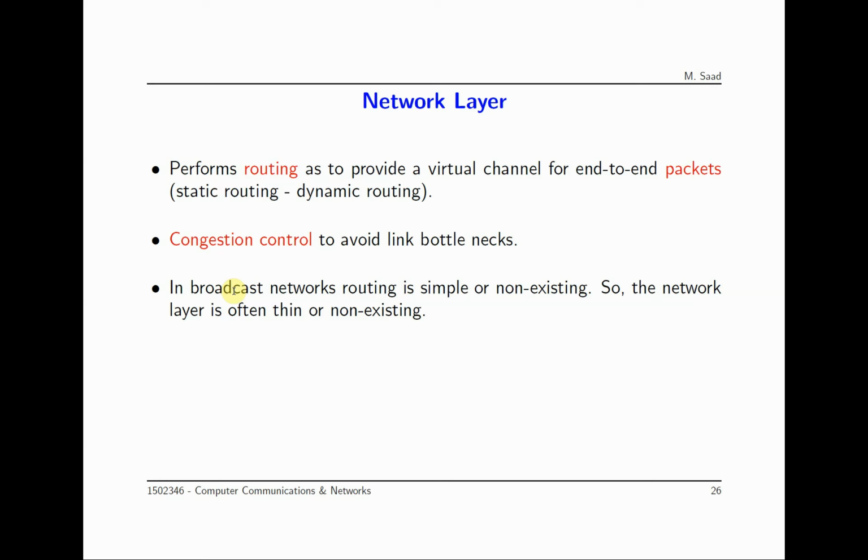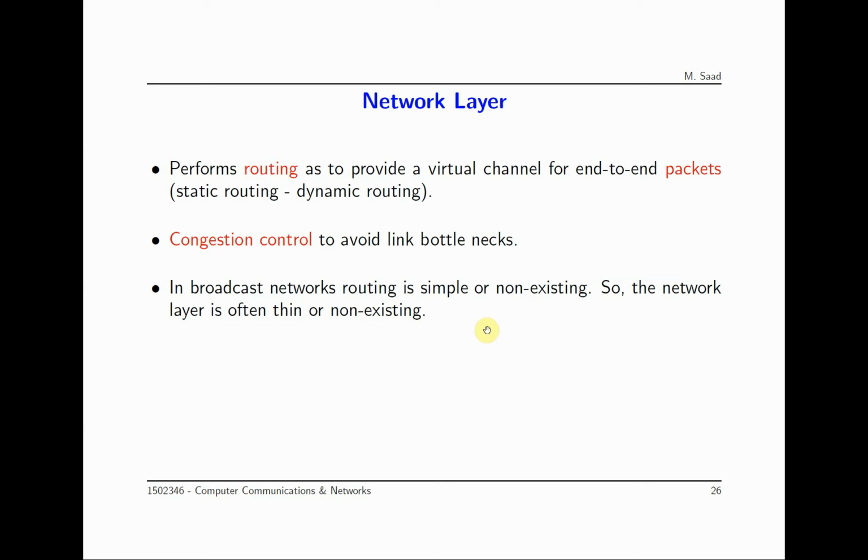And in a linear network that follows a bus topology, there is only one path from device A to device B. There is only one path. So basically, in this case, routing does not exist, right? In a bus topology, routing does not exist. In ring topology, routing is simple because we have only two possible routes between any source and any destination.